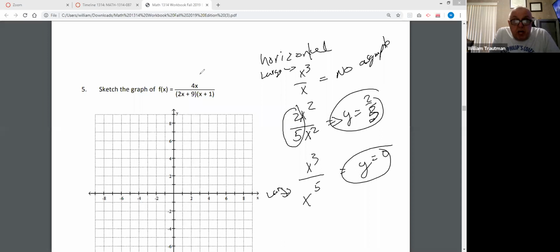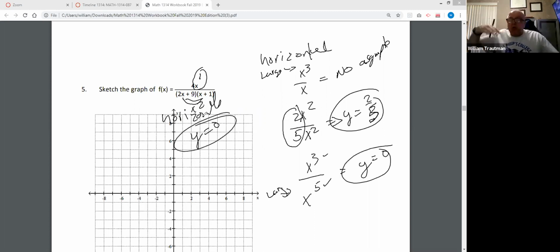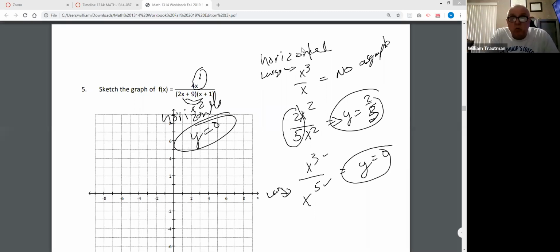See, I have a power of x to the 1 on top, and on the bottom I have a power of x squared. The bottom here is a larger power than the top. So the horizontal asymptote for this problem is y equals 0. If the bottom power is always higher than the top power, then it's y equals 0. And I want to look at one more.